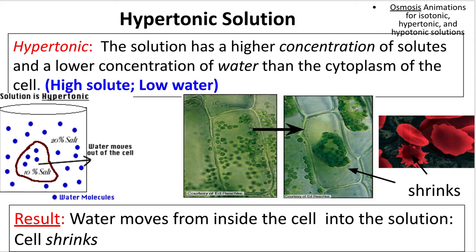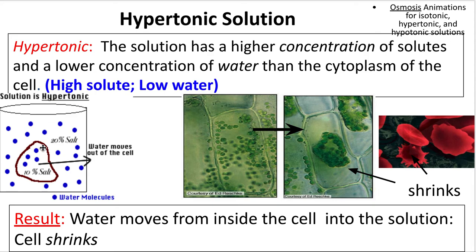A hypertonic solution has a higher concentration of solutes and a lower concentration of water than the cytoplasm of the cell. So in this scenario, our red blood cell has a 10% salt concentration, whereas the liquid is hypertonic. Hyper means more than. So it has a higher concentration of salt. It's 20% salt. And in this situation, there's more water molecules next to each other inside the cell, and there's less water molecules outside the cell.